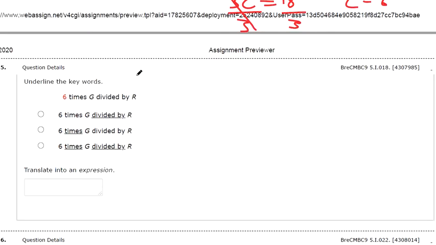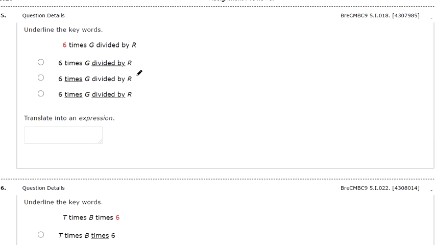Okay, so let's practice those algebra skills. Question 5. They want you to underline the keywords. The keywords they're looking for are the words that tell you to do some mathematics. So times, divided by, those are things that tell us to punch something in a calculator. So that's what you've got to underline.